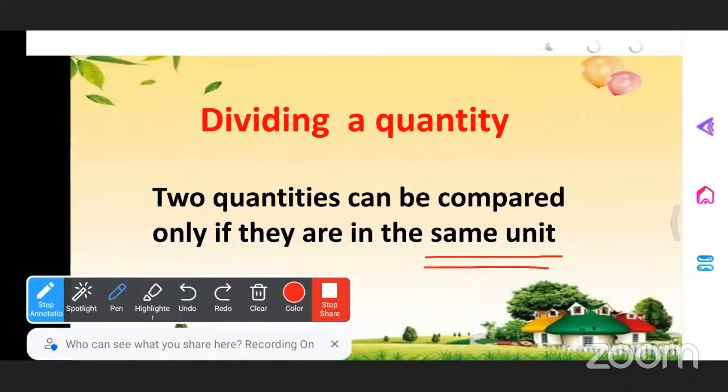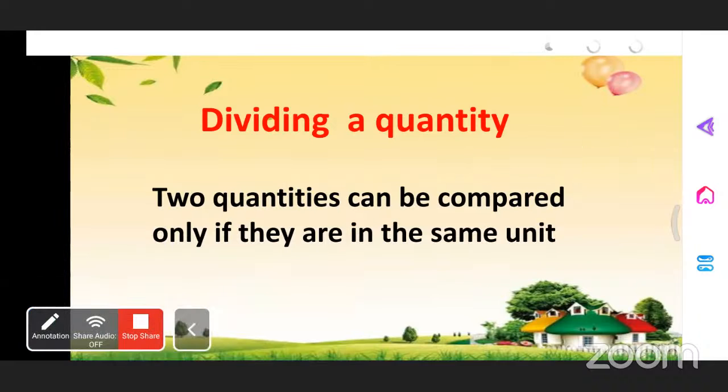What is meant by unit, Kana? Ma'am, kilometer, meter, liter, milliliter. Nice, Kana. Ma'am, unit means like kilometer, kiloliter. Okay, Kana, super. Milliliter, both of you nice try. So unit means kilometer or meter or liter, milliliter. Okay, that is a quantity also.